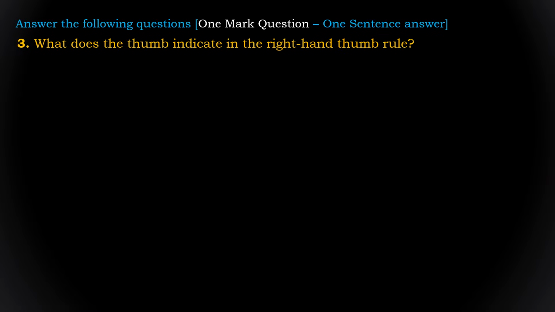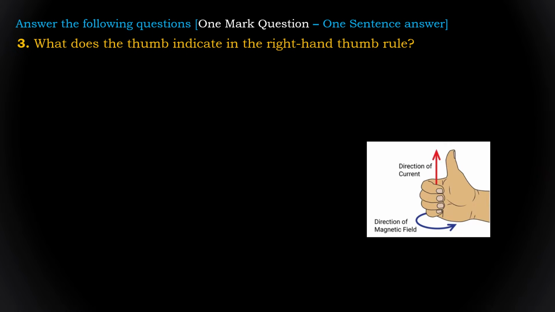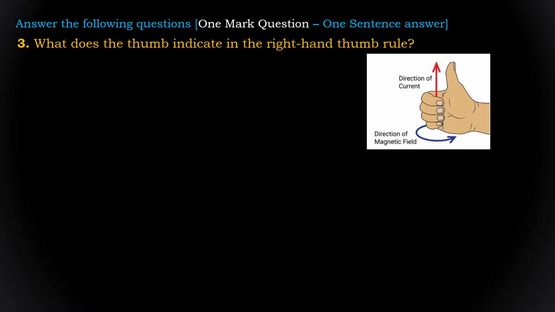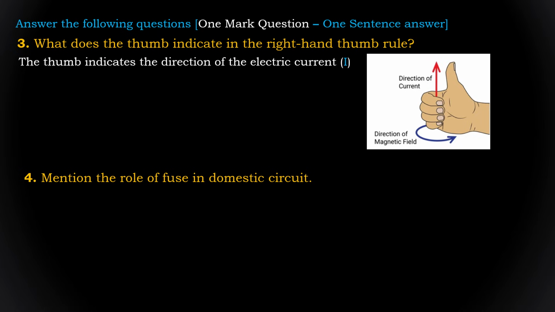This is again a 1 mark question, but here we don't have the MCQs. We have to write the answer for it. What does the thumb indicate in the right hand thumb rule? This is a very straightforward question. As you look into this particular diagram, you'll be able to easily tell the thumb is going to indicate the direction of the electric current. It's a very simple question. Let's move to the next question.